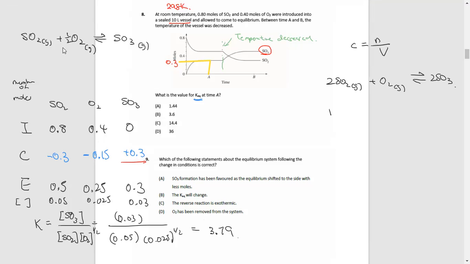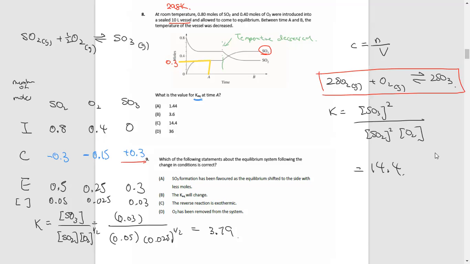So this means that the K would then be SO3 all squared all over SO2 all squared times O2. Now, the concentrations won't change. It's just that the equation has changed. So let's just quickly try this out. And this will give us 14.4. So I think it's quite clear that they intended us to use this equation with an answer of 14.4.